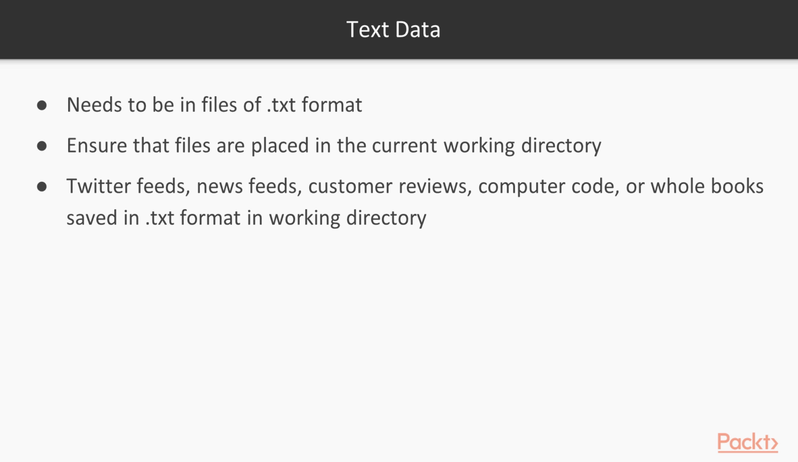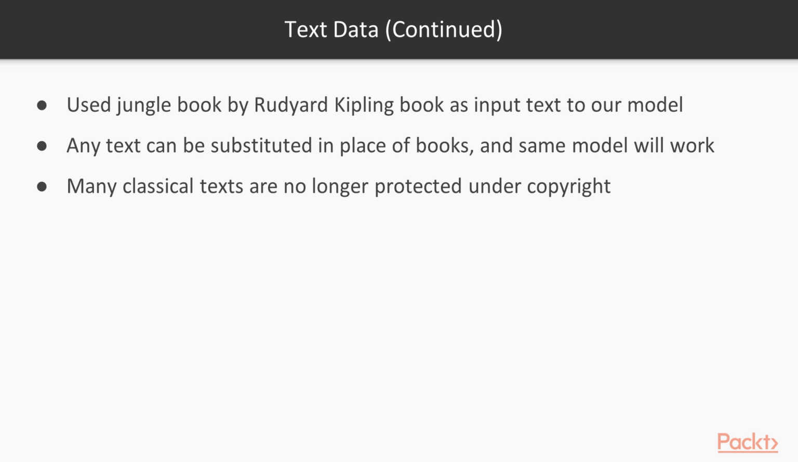The text data for the model needs to be in files of .txt format, and you must ensure that the files are placed in the current working directory. The text data can be anything from Twitter feeds, news feeds, customer reviews, computer code, or whole books saved in the .txt format in the working directory. In our case, we have used The Jungle Book by Rudyard Kipling as the text input to our model. However, any text can be substituted in place of the books, and the same model will work.